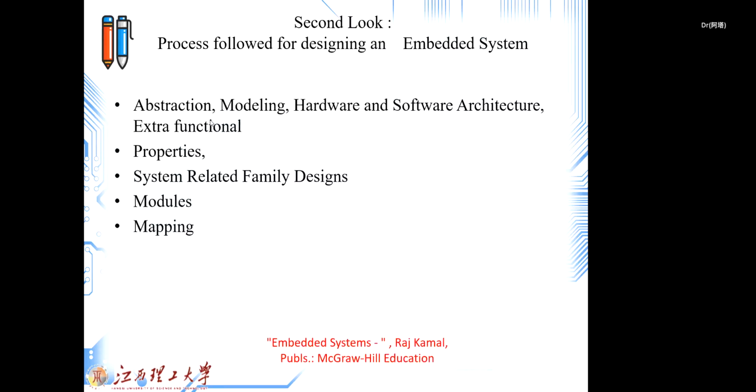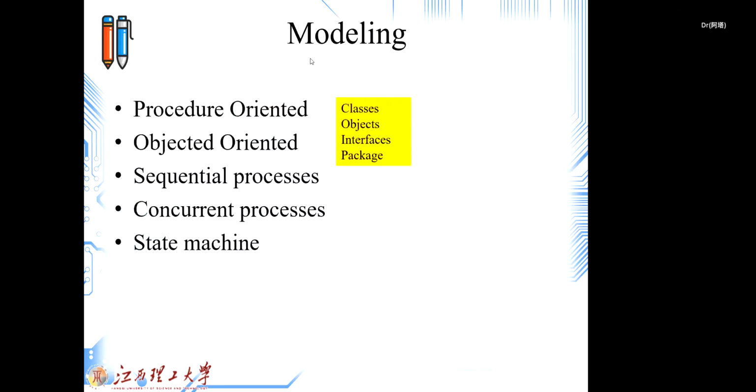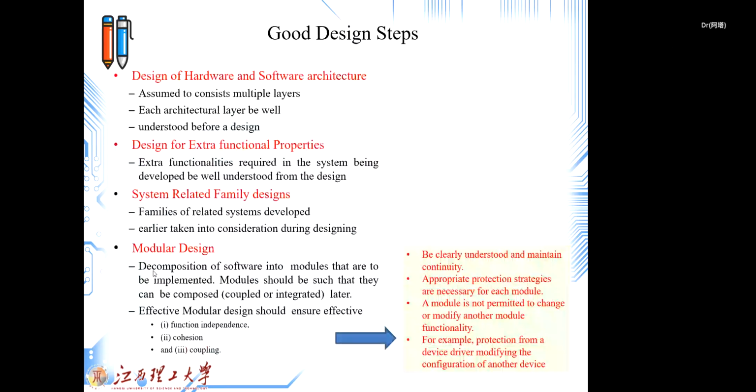Then we will go for the modeling part, which has the procedure-oriented one, which has the class, objects, interfaces, and package. We have the object-oriented, sequential process, concurrent process, and state machine one.